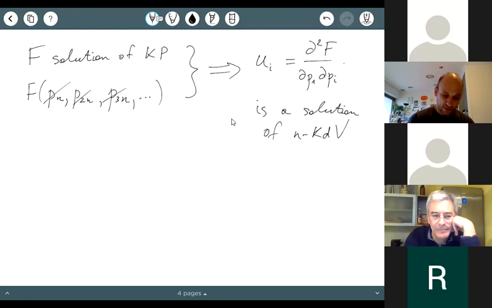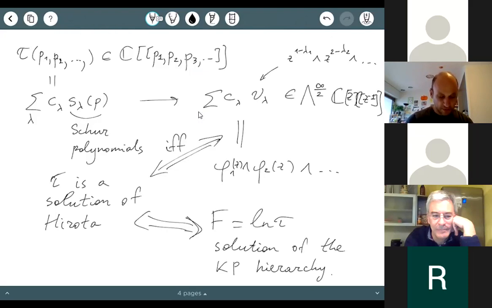Can I ask a question? Yes. Can you go just one page before? Yes. So we are using Schur polynomials. My question is, what's happening if we are using another family of orthogonal polynomials, for example, zonal polynomials or some other kind of polynomials like this?